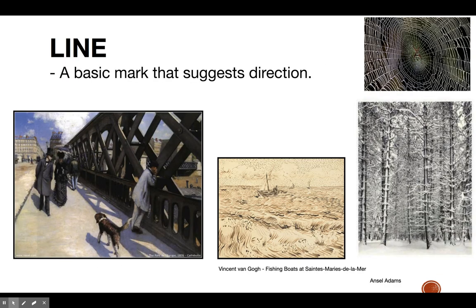Line is the basic mark that suggests direction. So if we're looking at all of these images here, we see that we're using line in a very interesting way to guide a viewer, to express maybe the way in which something moves, right? So the waves here, the way in which a spider web is built has all these wonderful lines and this circular motion, as well as these trees by this photograph of Ansel Adams that are very vertical, giving us these really nice contrasts between white and dark.